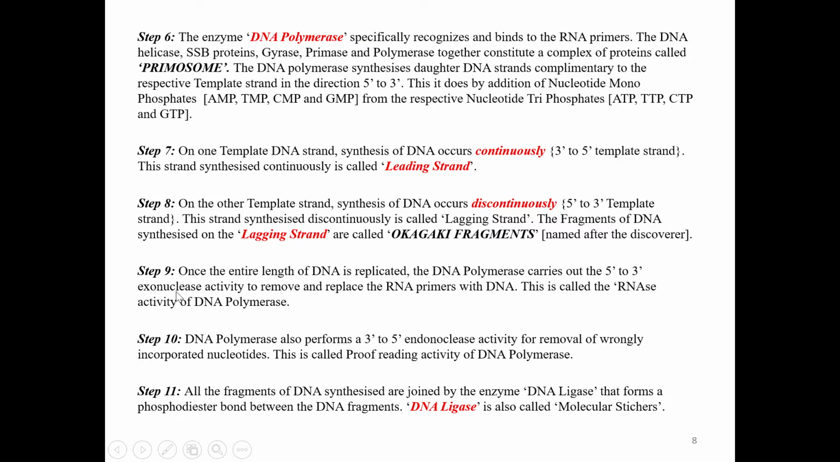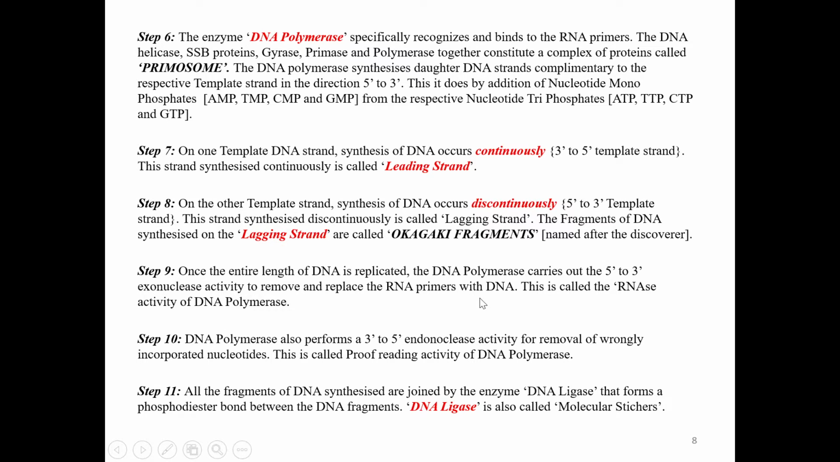In the next step, once the entire length of DNA is replicated, the DNA polymerase carries out the 5' to 3' exonuclease activity to remove and replace the RNA primers with DNA.